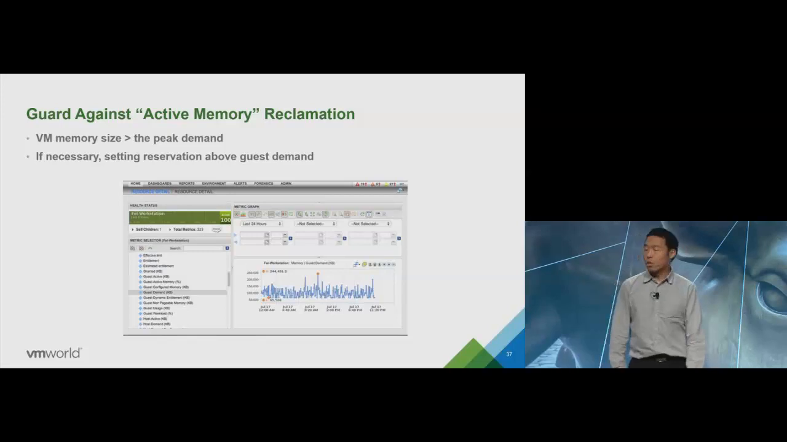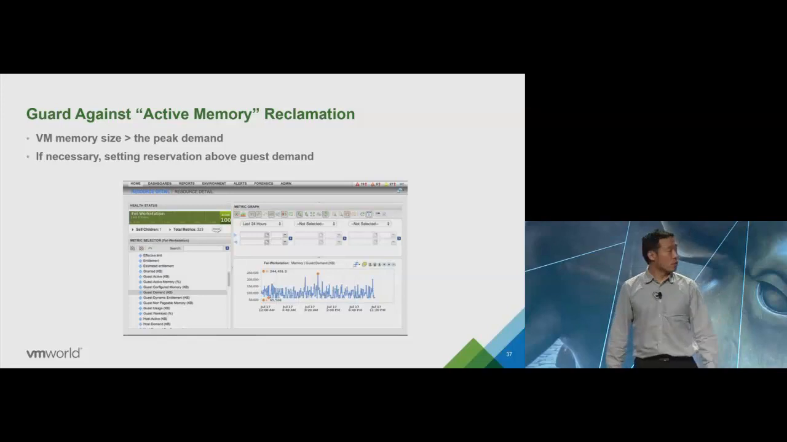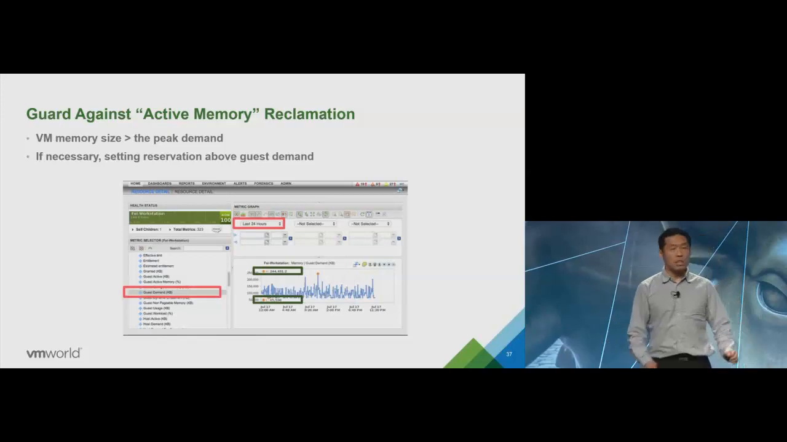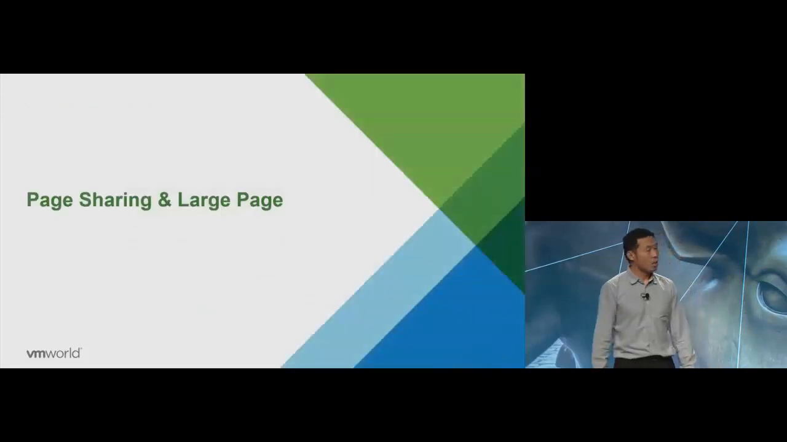Here I show an example of how to get the memory demand information from the vRealize Operations tools. In this particular example, I showed the guest memory demand of my workstation VMs in the past 24 hours. As you can see, the memory demands vary between 244 megabytes and 65 megabytes. Since my workstation VM is almost idle, the memory demand looks very low. Well, the key point here is that when you size a VM, the VM's memory size should be set based on its peak memory demand.